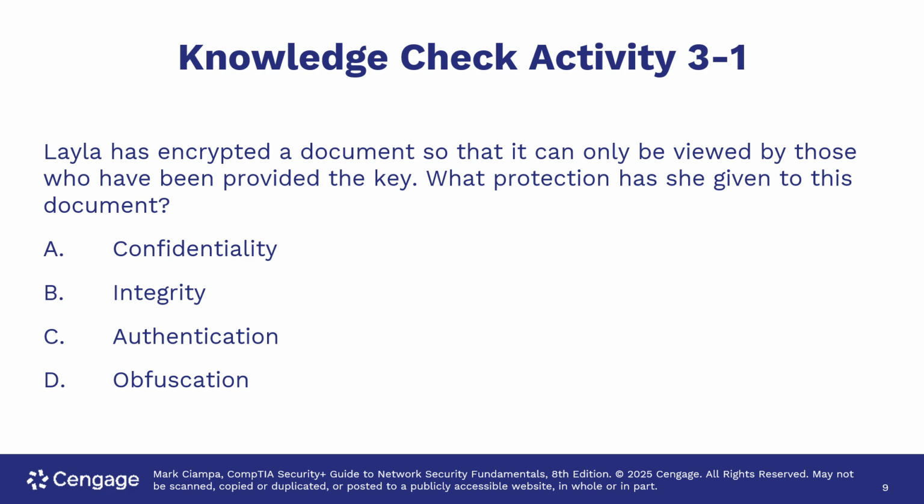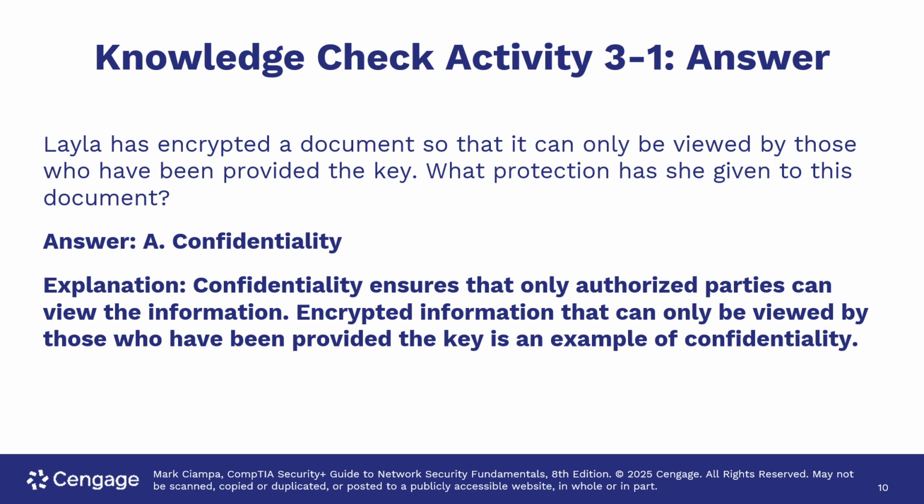Well, when you go back and double check, it's the confidentiality. So it's confidential that only the authorized parties can view the information. So if I don't have that key, I don't care how great whatever it is that you encrypted, I can't read it. It's just gibberish. So the encrypted information can only be viewed by those who have been provided the key. That's an example of confidentiality. So always remember that.